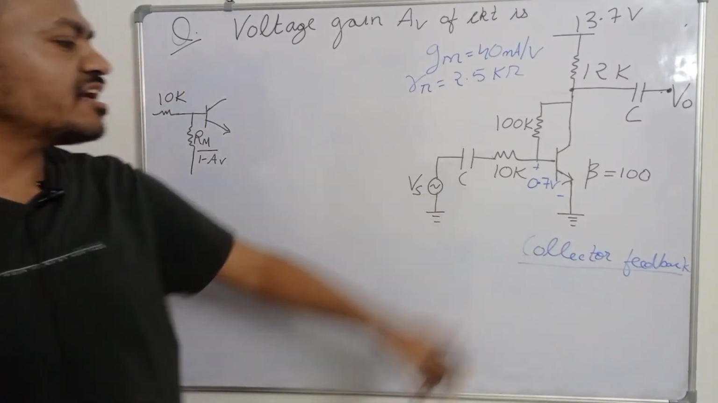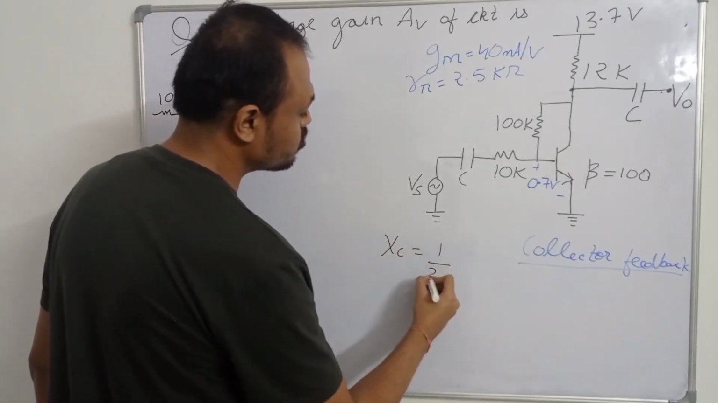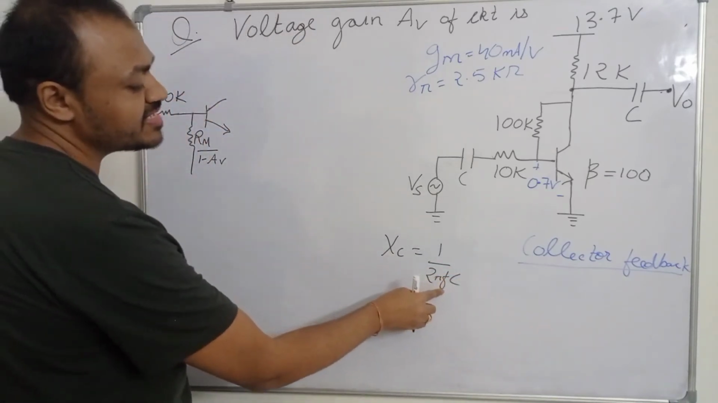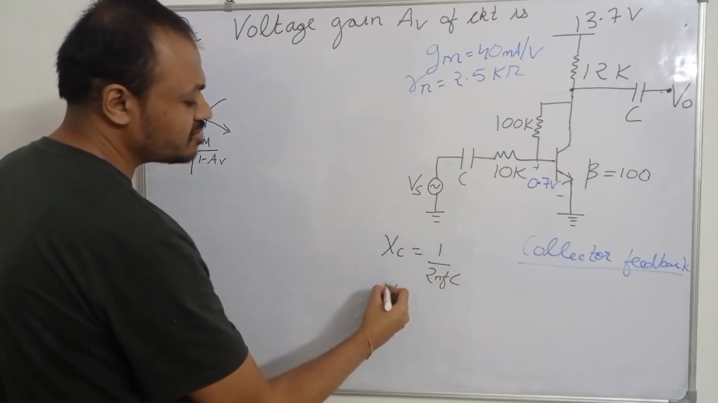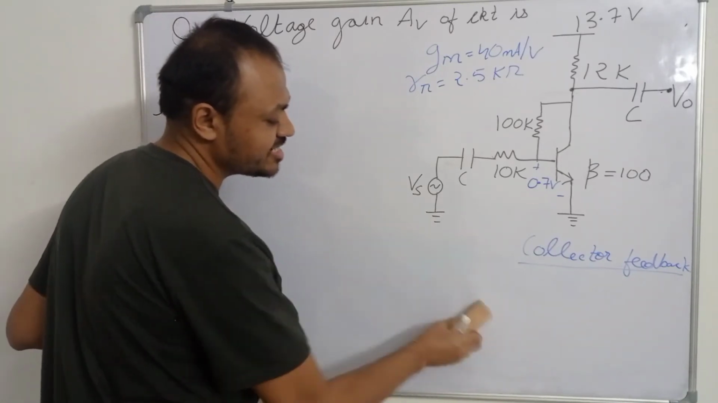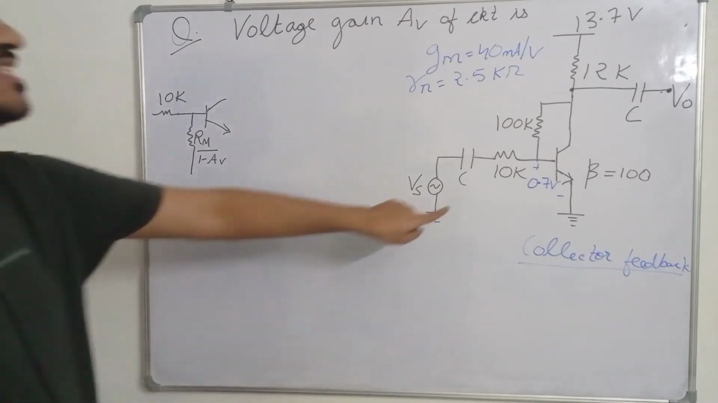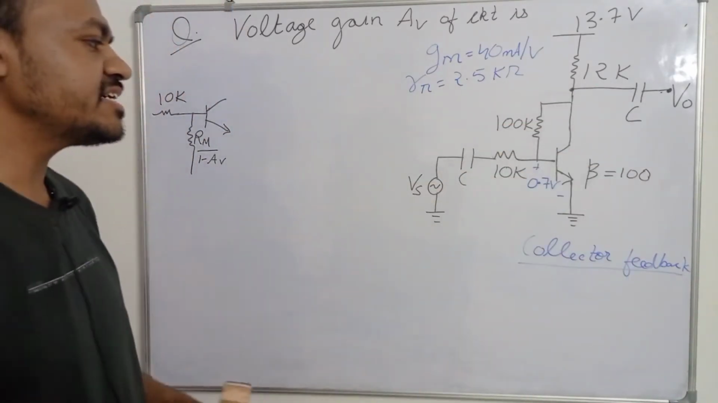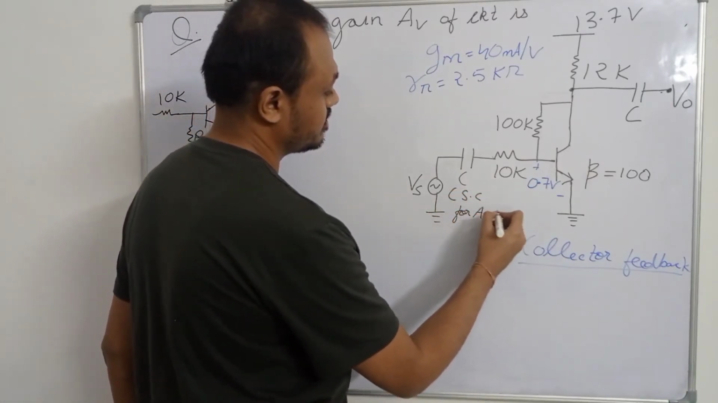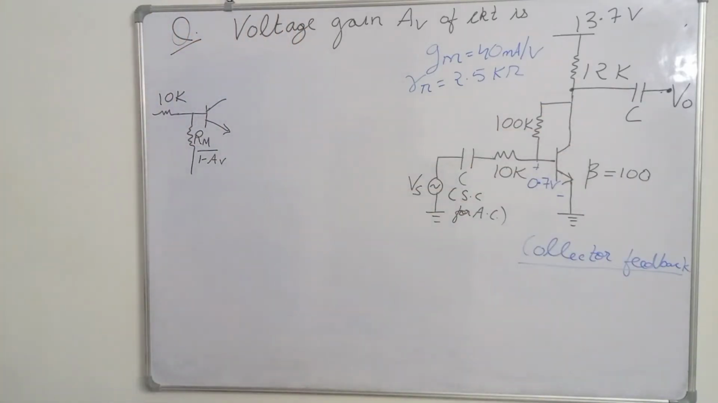And for AC analysis, we will short the capacitor, because Xc is equal to 1 upon 2 pi Fc, as we discussed earlier. For AC analysis, frequency F is very high, so Xc will be equal to 0, or very negligible. So we replace the capacitor with a short circuit in AC analysis. Both this capacitor and this capacitor will be short circuited for AC analysis.